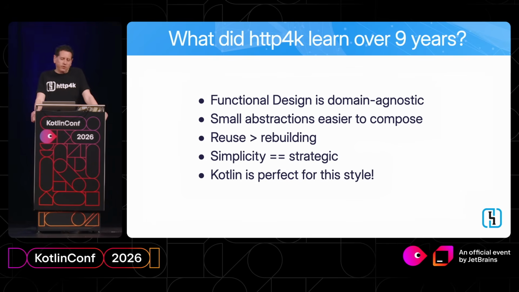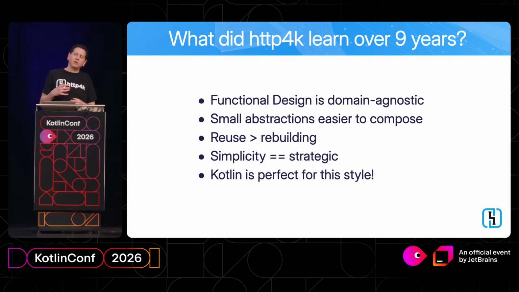So what did we learn over the last 9 years? With HTTP we learned that functional design is domain agnostic. If you iterate enough and find the right abstractions, you can use the same abstractions across different protocols. Remember, we had our MCP solution, which had 5 levels, but we managed to use the same mechanic across 3 of those levels, which reduces the amount of stuff coming into the context, and hopefully it's simpler for everyone. Small abstractions are definitely easy to compose, so aggressively minimize what your abstractions do.